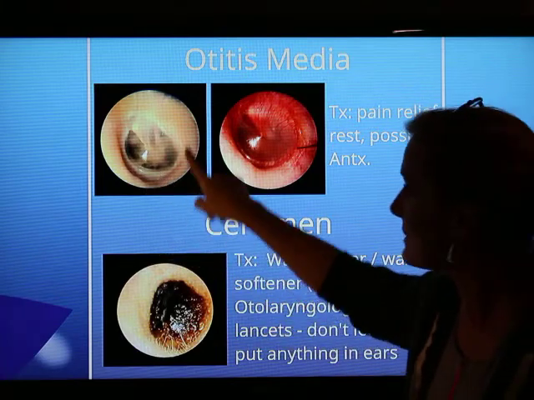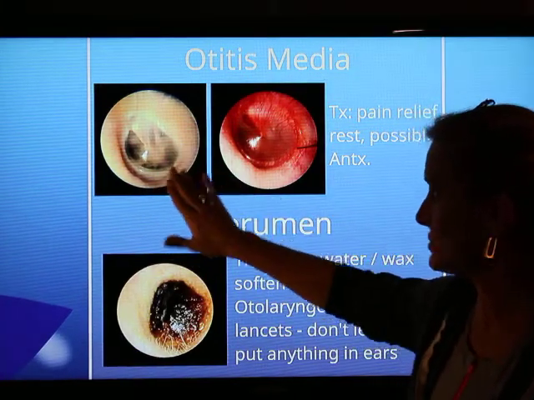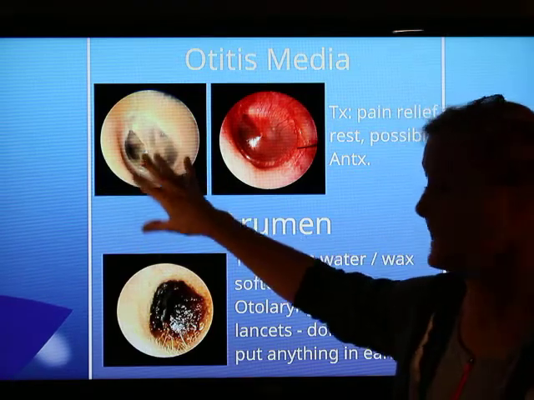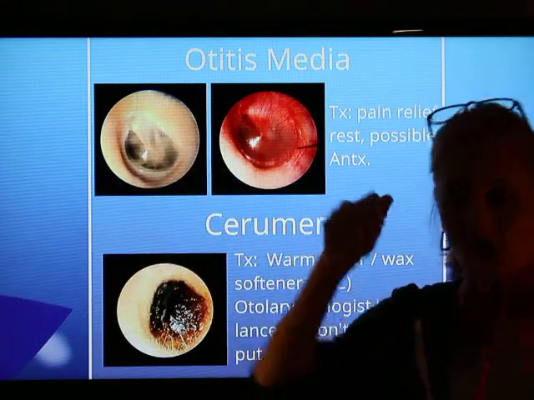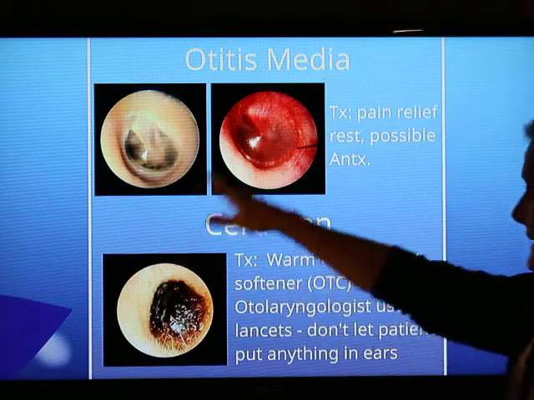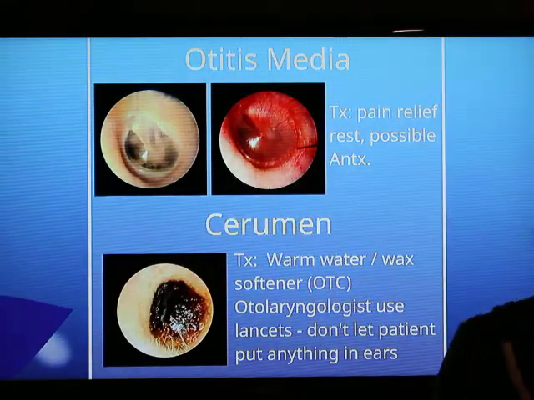This is a normal, healthy, pearly looking eardrum. There's no redness or swelling. This is a nice, clean eardrum. That's what you should be seeing when you're looking in somebody's ear with that otoscope. This is a person who has otitis media.